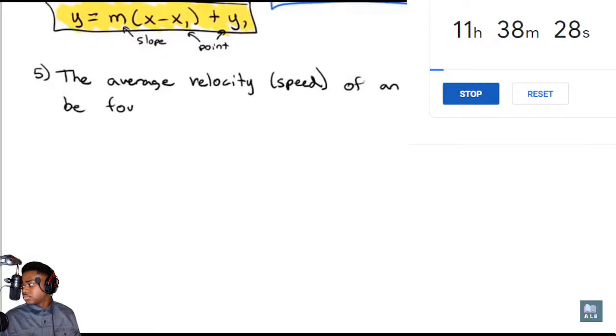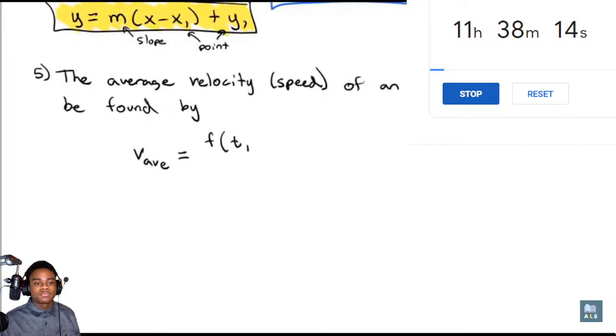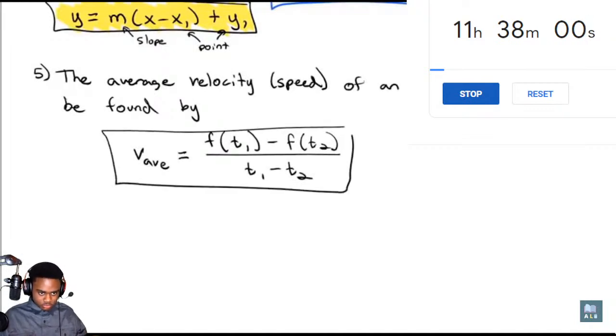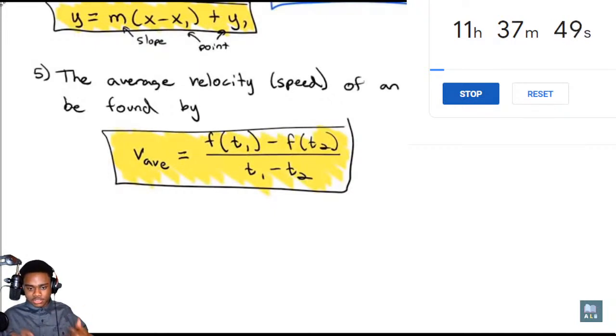can be found by the velocity average is equal to the function at the initial point in time, minus the function at the final point in time, all over the difference in the times. And you'll notice that this equation, while I mark it as an important equation that we need to know for our course, really is the same equation as the secant that we've already worked with.